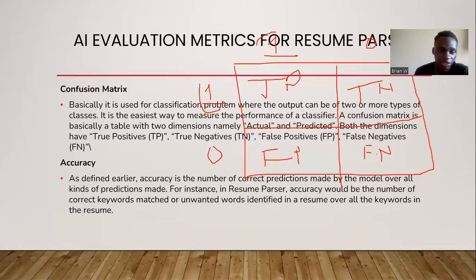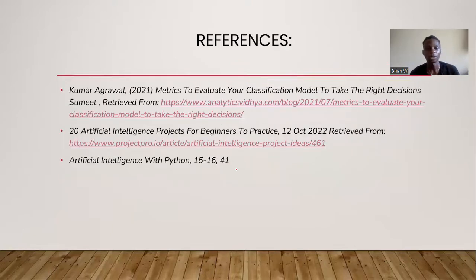So another metric is accuracy. Accuracy is just the number of correct predictions made by the model over all the kinds of predictions made. For instance, in our model, accuracy would be the number of correct keywords matched or the unwanted keywords identified in a resume over all the keywords in the resume. So that's basically it. Here we come to the end of the different techniques we're going to use, and the end of our project.